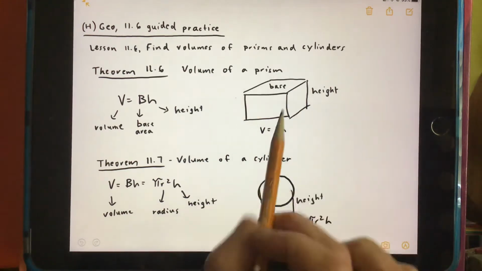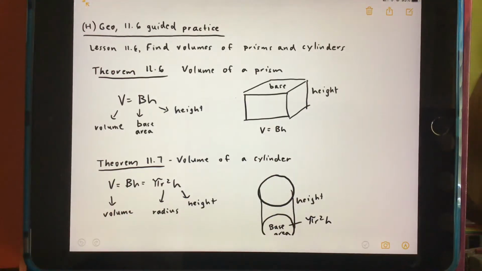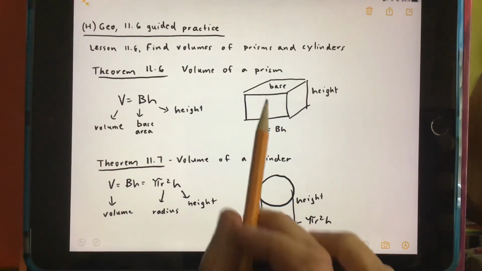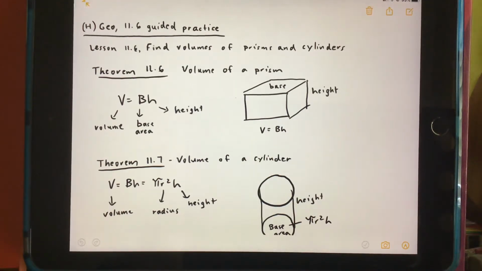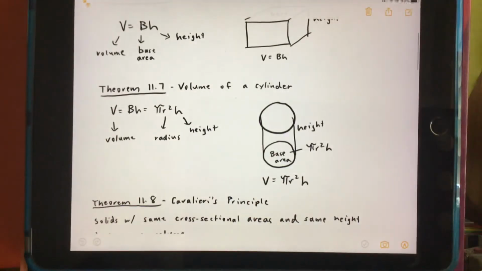So here our base area happens to be a rectangle, so we'd find the area of the rectangle for this base, and we'd multiply it times the height. And it doesn't matter which base area you're talking about, the top or the bottom, because they are congruent, they're exactly the same. Theorem 11.7, the volume of a cylinder, which is another prism as a solid figure.